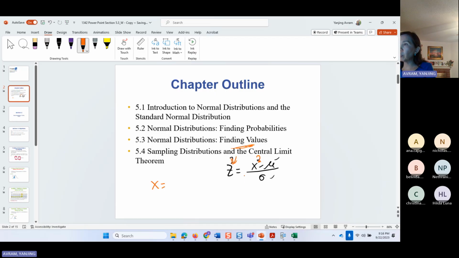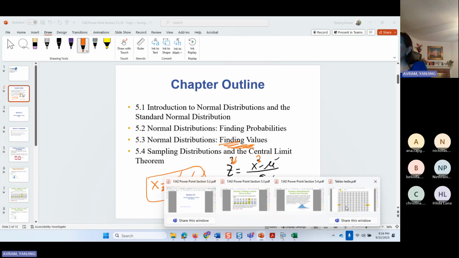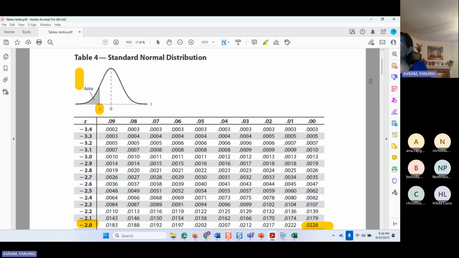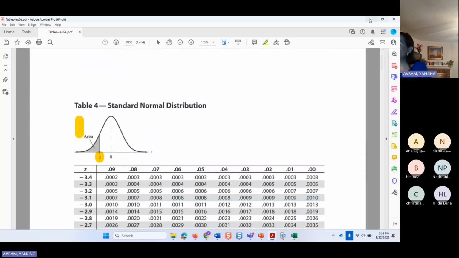The good thing is in the table, we also have an x formula. So you multiply both sides by sigma, and then you have x minus mu, right? And then you add mu on both sides. So that is the x formula. That means if I'm giving you the mu, the z, and the sigma, you should be able to find the x. All right, so that's called finding the value here. If you look, the table includes a formula. This is only the table. You still have a formula as well.